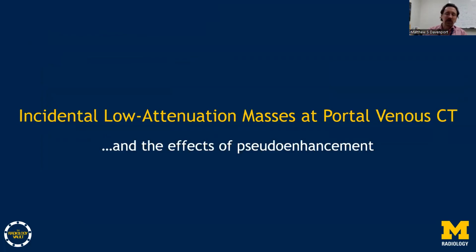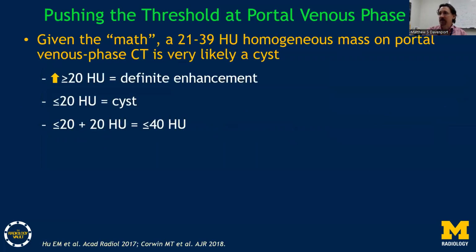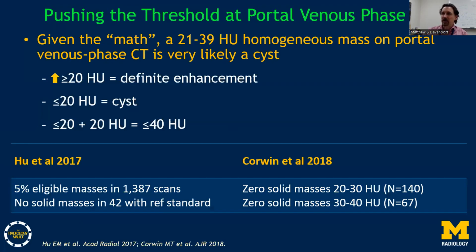How do we know whether we should go on and work it up or not? And this does speak a little bit about the effects of pseudo-enhancement. So this was a study performed in 2017, and it looked at the math around finding a mass that measured 21 to 39 Hounsfield units and homogeneous at portal venous phase CT. And if you think about it, if we need 20 Hounsfield units of increase to indicate definite enhancement, and a cyst is typically less than 20 Hounsfield units, something that's between 21 and 39 Hounsfield units may, in fact, most likely be a cyst.